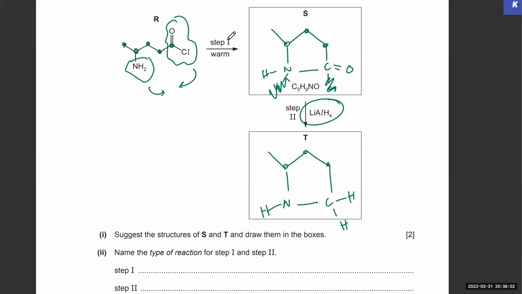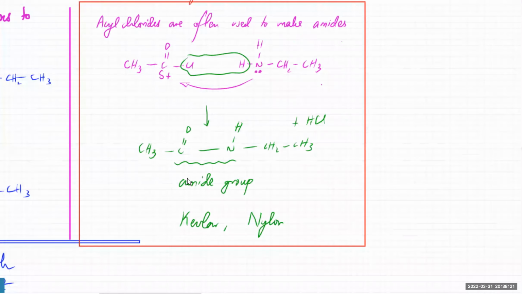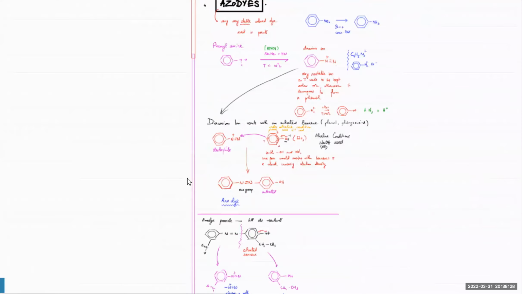So step 1 is... So won't it be reduced to an alcohol? No, firstly, it's not a ketone, it's an amide. Okay, it's all right. So an amide gets reduced to amines. So an amide, let me just quickly look at the nitrogen compounds.